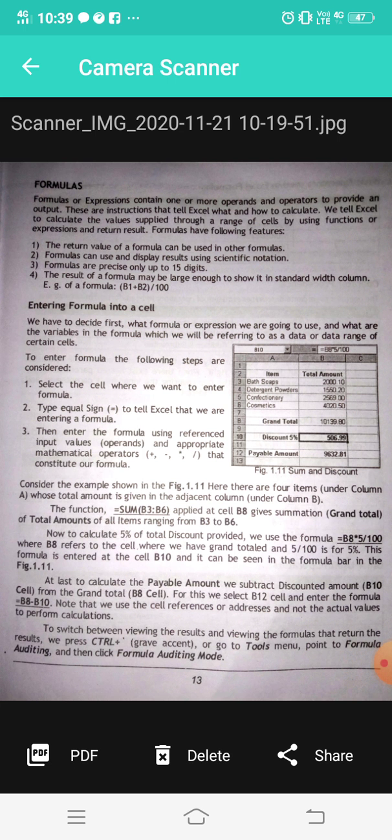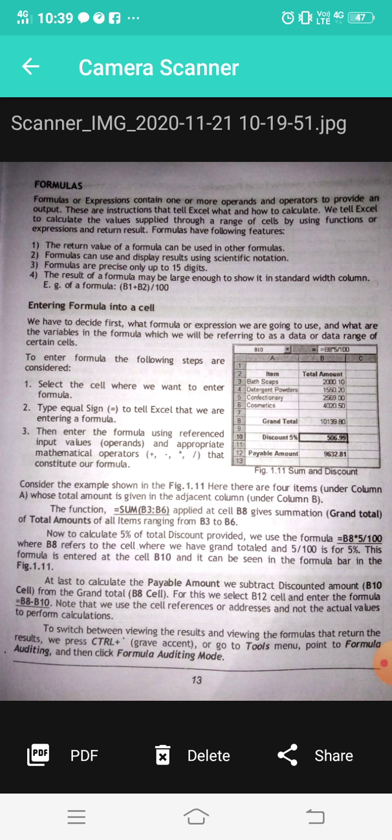Here there are four items. The function that we are going to use is equal to SUM(B3:B6), applied to cell B8, which gives the summation, meaning the grand total, the total amount of the items ranging from B3 to B6. B3 is column B, third row. B6 is column B, sixth row. From that range we have to make the grand total.